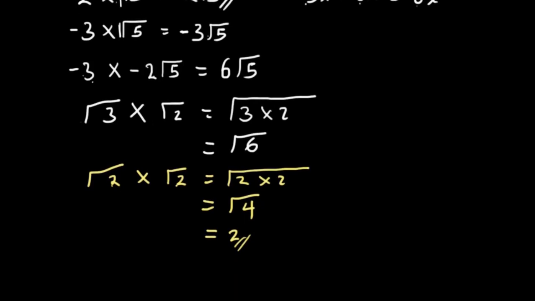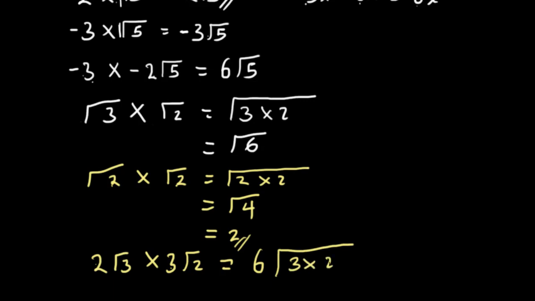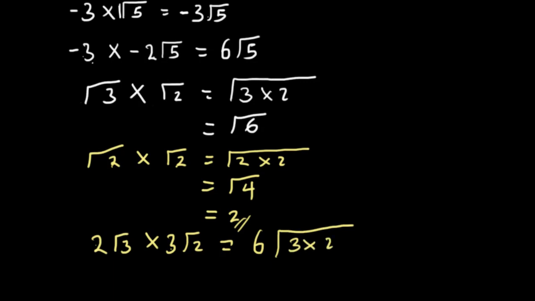Alright, so if we have 2 root 3 times 3 root 2, now look carefully. We are going to first and foremost multiply the coefficients. 2 times 3 is 6. Then we have square root of 3 times 2. Do you understand? So we'll be having 6 root 6. Does this make sense? Let's take another example.